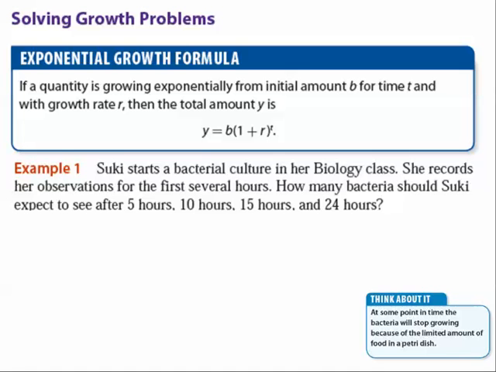Bacterial growth is easy to model. You're going to use this formula right here. There's going to be some B, some constant factor in the front, and then this is the rate of growth that you're looking at: 1 plus that rate of growth. So Suki starts a bacterial culture in her biology class. She records her observations for the first several hours. How many bacteria should Suki expect to see after 5 hours, 10 hours, 15 hours, and 24 hours?